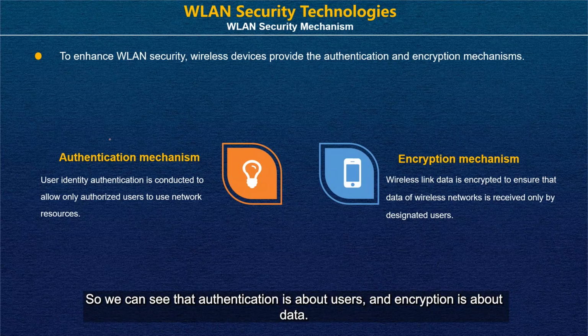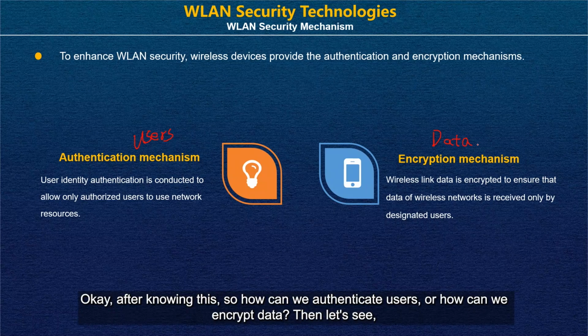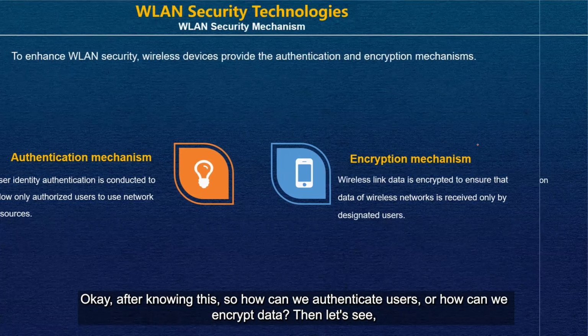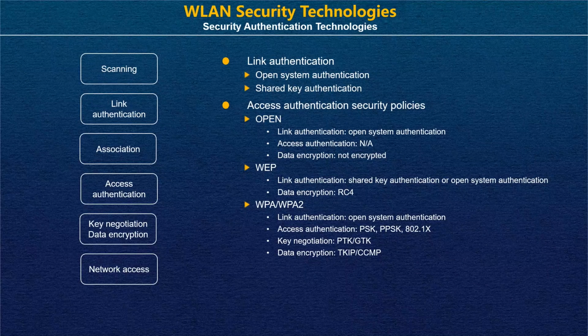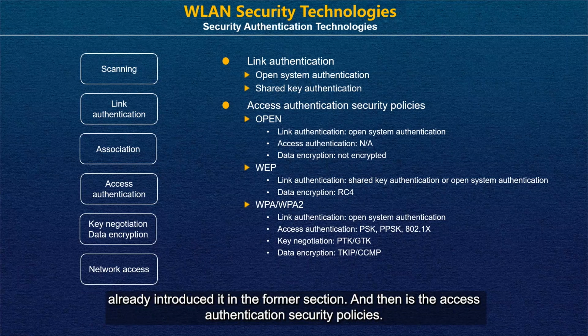So we can see that authentication is about users and encryption is about data. Okay, after knowing this, how can we authenticate users or encrypt data? Let's see. Firstly, for link authentication, we have open system and shared key authentication. We have already introduced it in the former section.